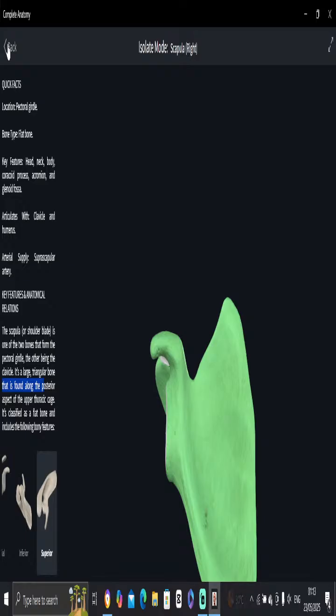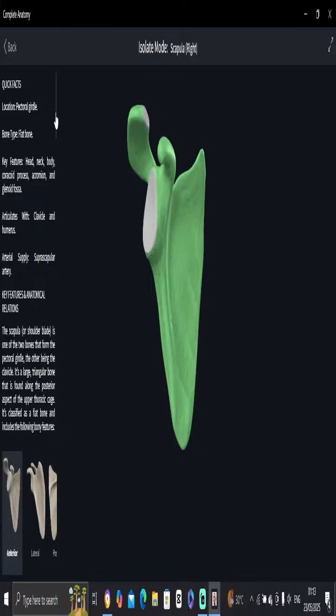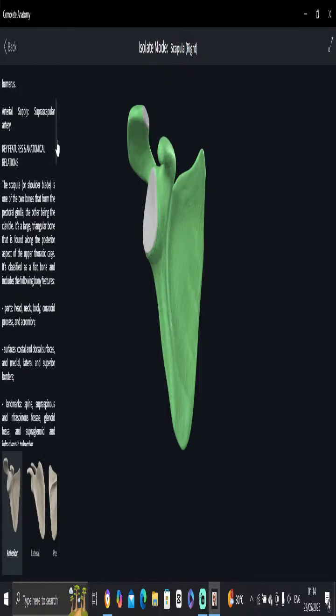Generally, the scapula attaches to the head of the humerus at the glenoid cavity and to the clavicle at the acromion, or acromial process. It has the head, neck, body, the coracoid process, the acromion, and the glenoid fossa. This is the glenoid fossa, and this is the neck. The head is modified into the glenoid, or the lateral angle.